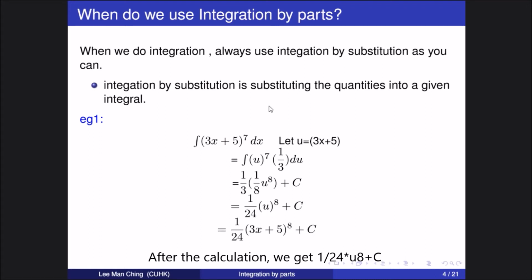After the calculation, we'll get 1/24 times u to the power 8 plus C. Then substitute back 3x plus 5 and we will get the answer.